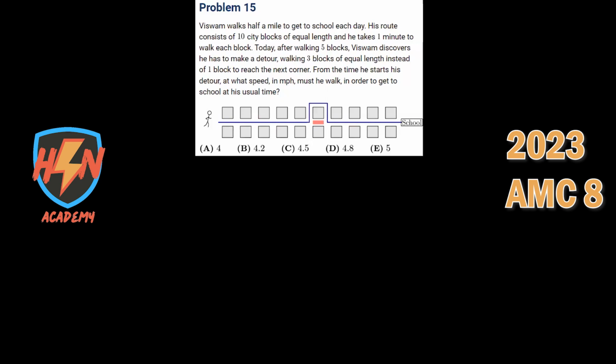In this problem, we have a person who takes a detour to go to school. They want us to find out what should be the speed of the person on this part of the journey so that he gets to school at the same time. It usually takes him 10 minutes. Half of the journey is the same, so that means this is 5 minutes. So this green part of the journey should also take 5 minutes.